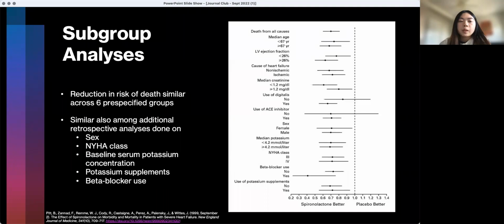And then we did the subgroup analysis here, where the reduction of risk of death is similar across the groups. As Morgan mentioned earlier, 6 of them are pre-specified, and additional ones are done retrospectively, according to sex, the New York Heart Association classification, baseline serum potassium concentration, use of potassium supplements, and use of beta blockers. We can see that the estimates lie on the left side of the figure, showing that there is reduction of risk of death in the treatment group.